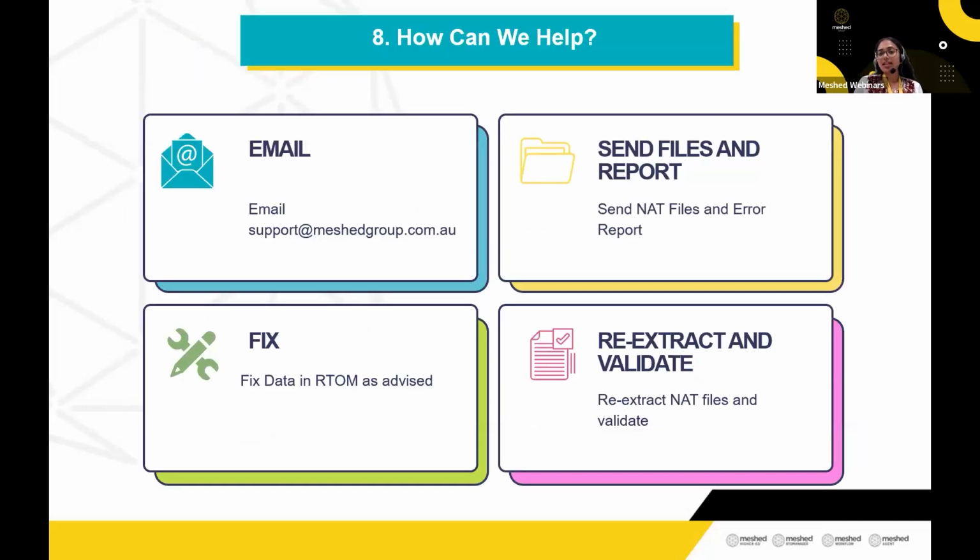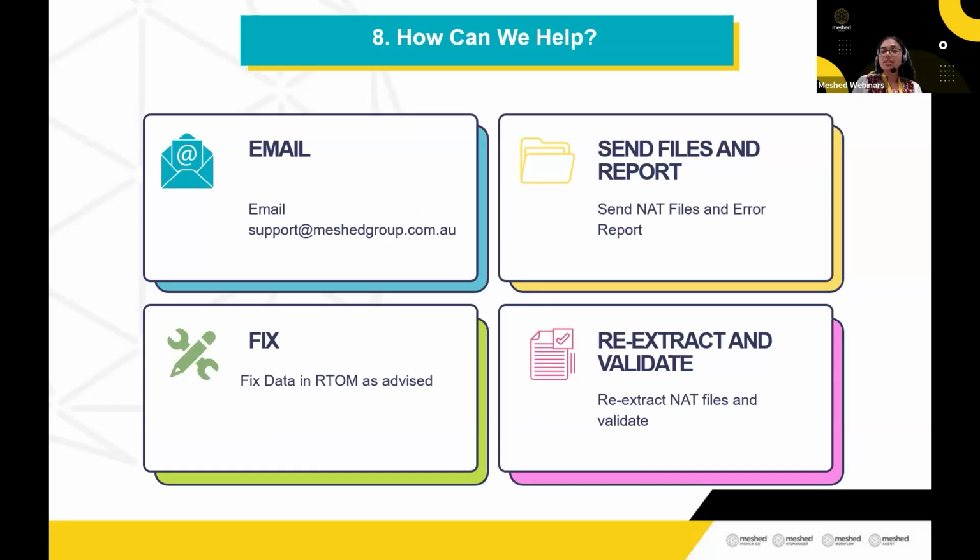This brings us to the end. So now that we've talked about the whole NAT files, the structure, how we can upload the data, how we can submit the data, some of the most common errors. Now that leaves us with the question, how can the mesh support team help? So you may be struggling to submit your data where you may have some errors and warnings and you're not sure how to fix them.